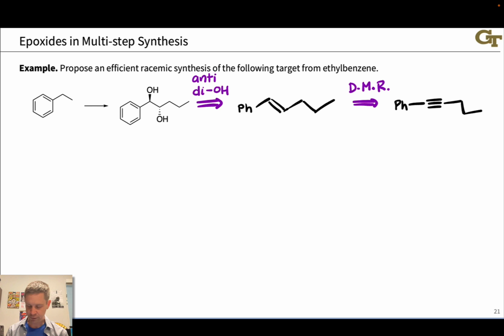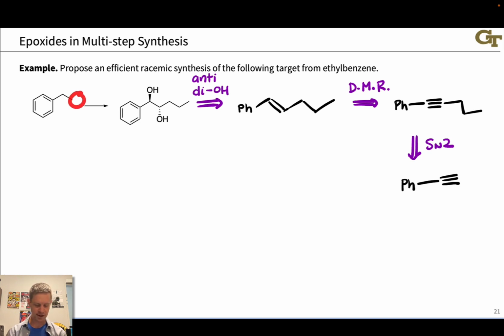And now I've set up a situation where this key bond that I need to make involves an sp hybridized carbon and an sp3 hybridized CH2 carbon. And we know how to make this bond via an SN2 substitution of an acetylide. So this is drawing on reactivity of alkynes that we've seen before. It's one of the only ways we know to make carbon-carbon bonds.